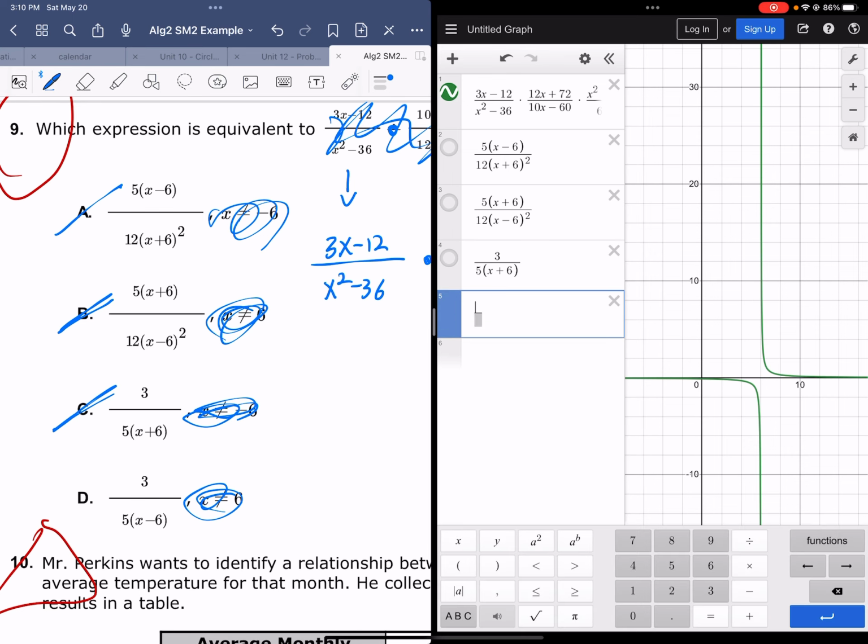Divide 3, 5, parenthesis, x minus 6. Do you see these two match? So that's gonna be the answer.